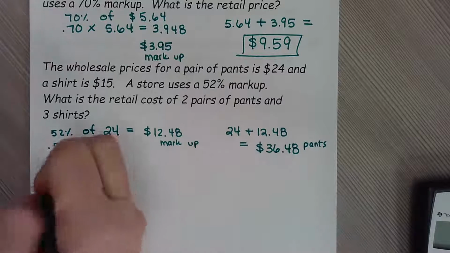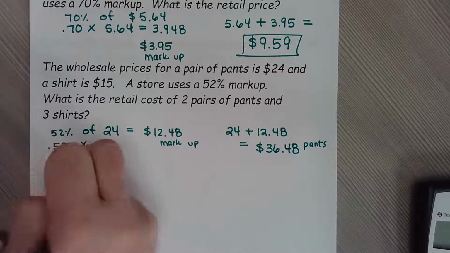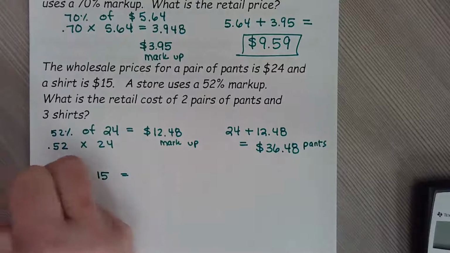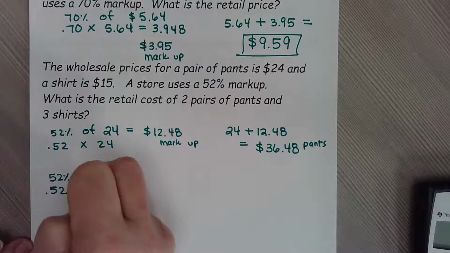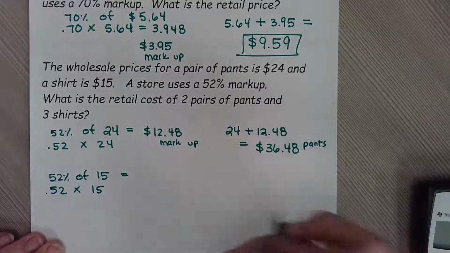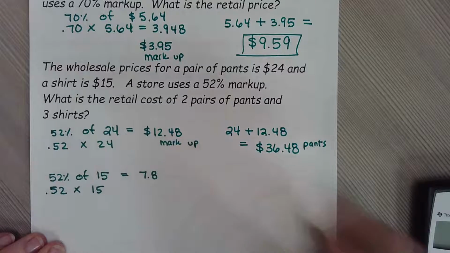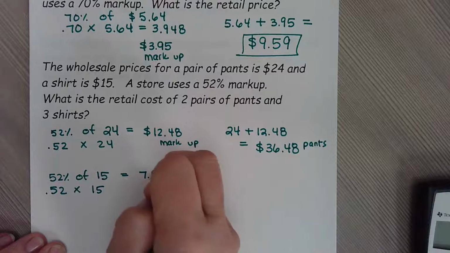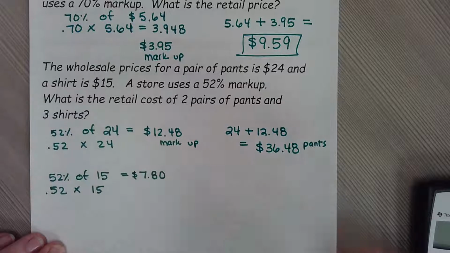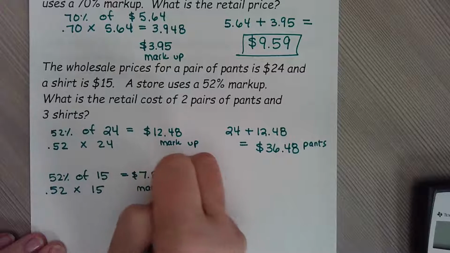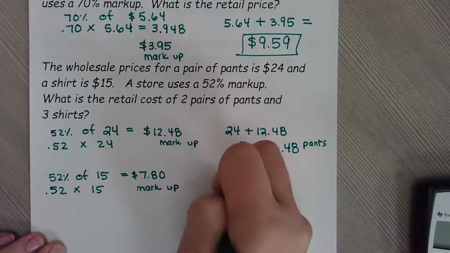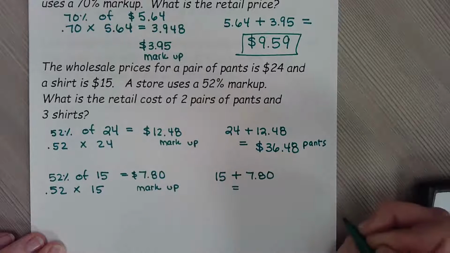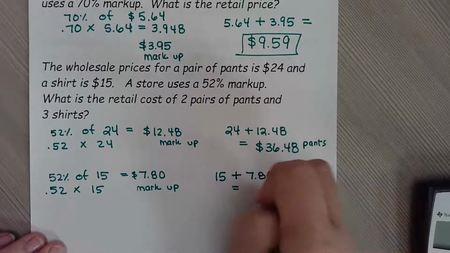Now I'm going to do a similar process with the shirts. 52% of the cost of the shirt, which is $15. So 0.52 times 15. And that's going to give me 7.8. Remember, write this in money form. So I'm going to put a 0 behind my 8. $7.80 is the markup. So the price of the shirt was $15. It's being marked up $7.80. Now the price of one shirt is $22.80.